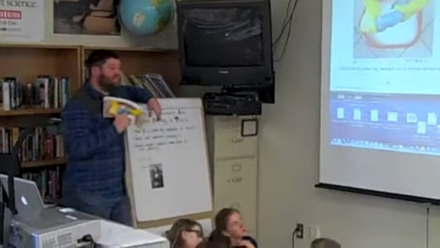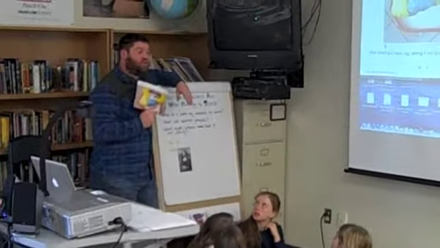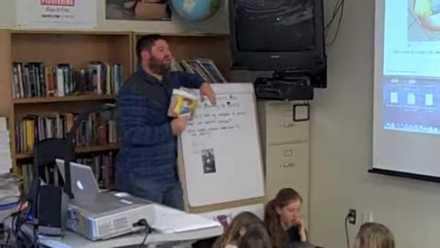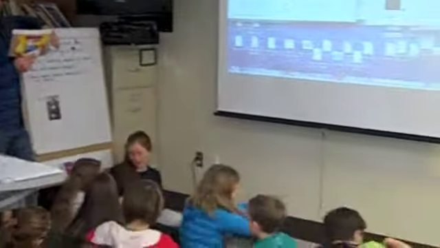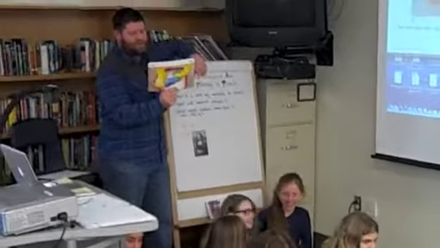I want you to quietly, silently do this for me. It's like pantomiming, a past vocab word. You're going to show your partner what it looks like to wring something out. Go ahead. Pretty silent. You did a nice job there.